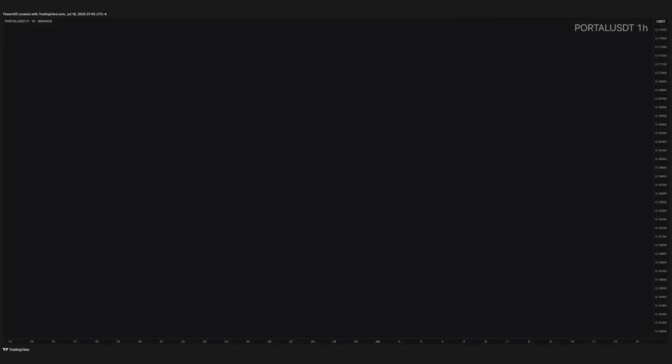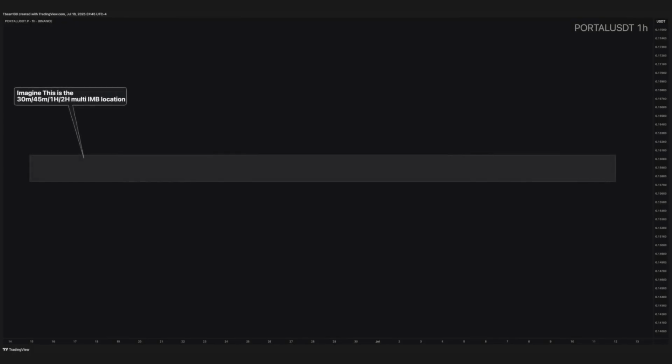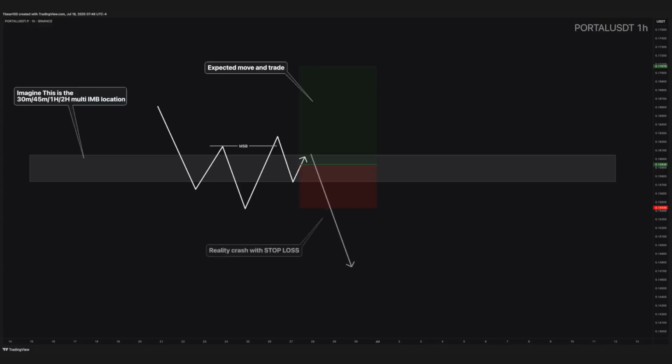Okay, let's have a deep talk on the structures and taking better trades. Imagine that you spot a nice multi-imbalance area. We know that the asset is trending and now pulling back into this zone. What can we do? It is actually quite simple, right? Wait for the inner structure shift and take a trade accordingly. This is the most logical movement and trade.